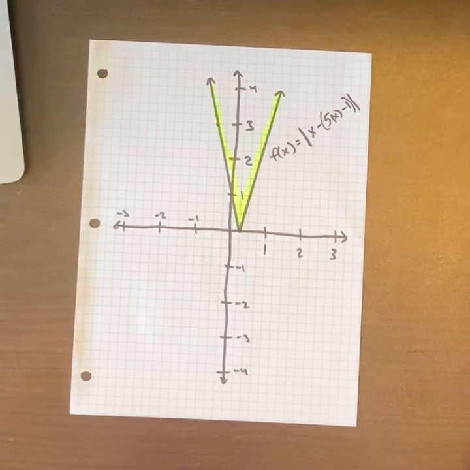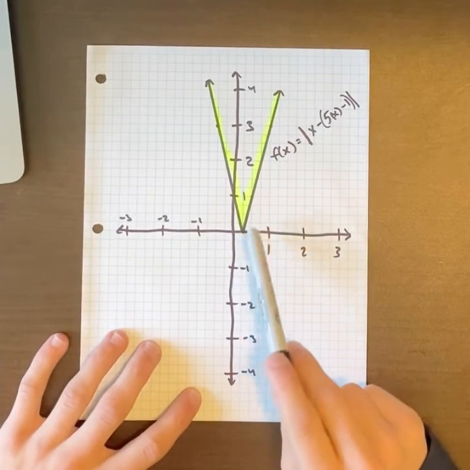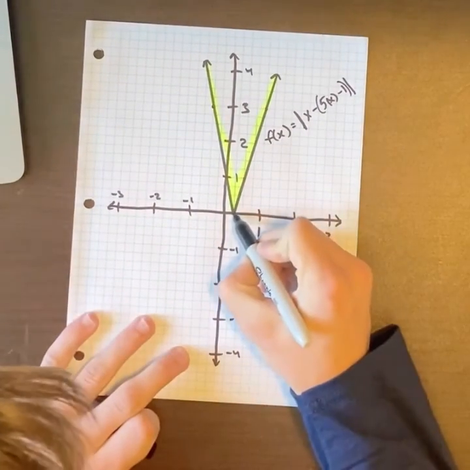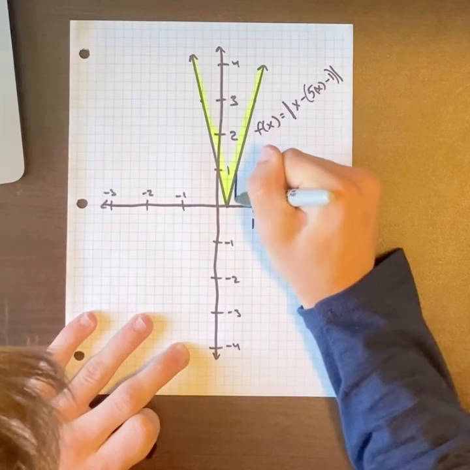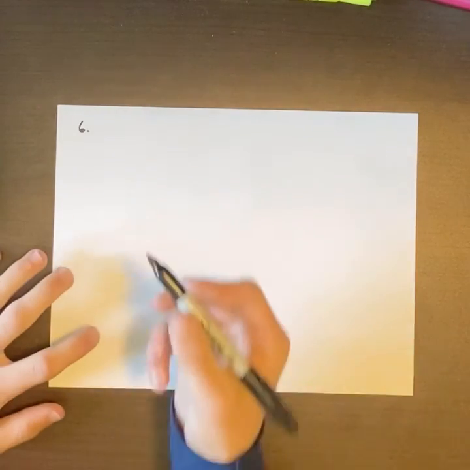Here's going to be my graph of the function f of x is the absolute value of x minus, in parentheses, 5x minus 1. As you can see, the x-intercept is still 0.25 and the y-intercept is 1. And as you can see here, it goes right 1 and up 4. That's going to be helpful in the next problem. Okay, number 6 asks for the input of the function when the output is 45.